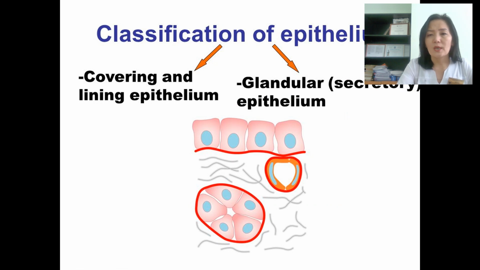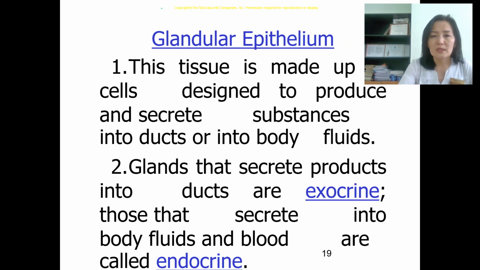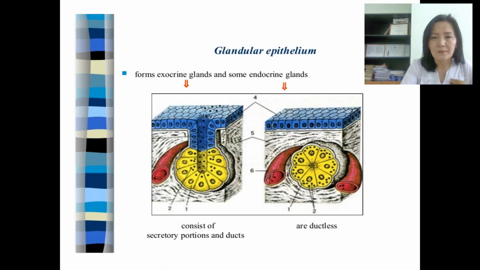Second main type of epithelium, glandular epithelium. If you remember, first of all, we divided epithelium into two main groups, covering and lining epithelium, and the second one is glandular epithelium. Glandular epithelium, this type of tissue is made of cells designed to produce and secrete substances into ducts or into body fluids. Glands that secrete products into ducts are exocrine. Those that secrete into body fluids and blood are called endocrine. I hope you know about it.